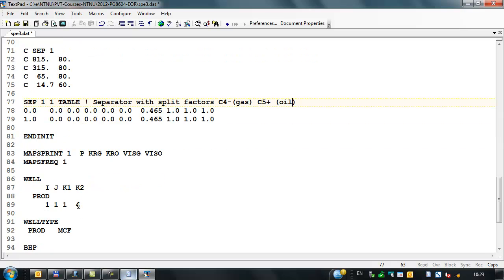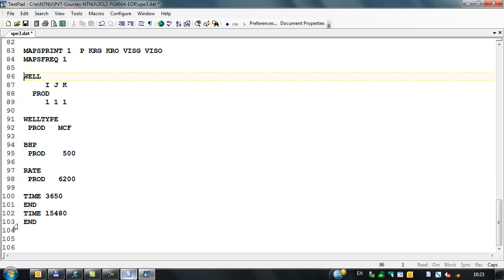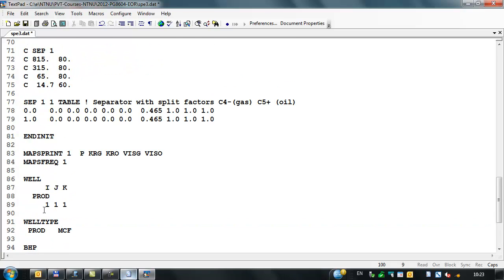Then this perforation is just, we don't need K1 to K2 since it's only a single layer. The well's there, producing at some rate for 10 years. We'll probably take that longer. Actually, just to make sure everything's running, we'll just run it for a year just to see what happens.